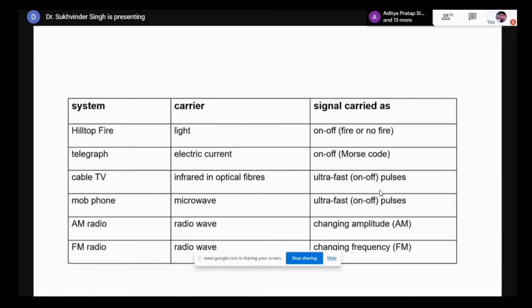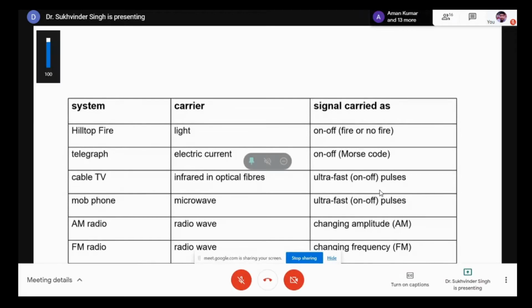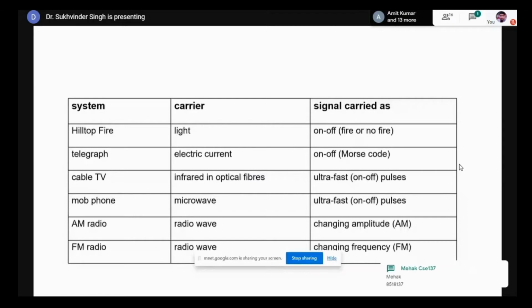So in our last lecture we talked about the various terms related to digital data communication, that is analog to digital conversion, digital to analog conversion, analog to analog conversion, digital to digital conversion, sampling, bandwidth, etc.